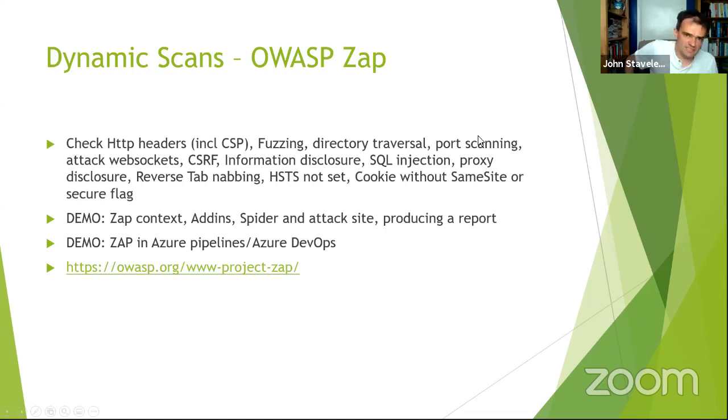So finally, on to dynamic scans. OWASP ZAP, I've heard various security researchers refer to this as a toy. It's not a pen test, it's not a toy, it's somewhere in between. Again, it's providing useful information on your security profile. You can check for directory traversal issues. It can do port scanning, attack WebSockets, cross-site request forgery, look for information disclosure, check for SQL injection, et cetera, et cetera, et cetera.